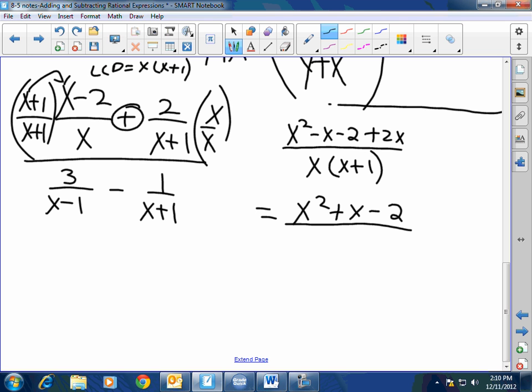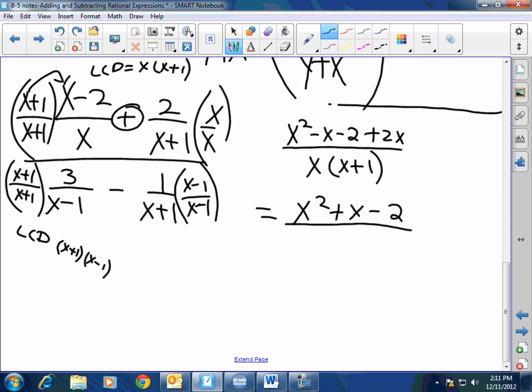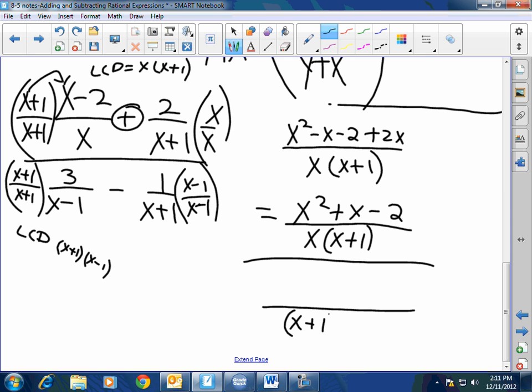Okay, now, down here. What's my LCD down here? X plus 1 and x minus 1. So, what do I have to multiply to this first term? X plus 1. And to this one? X minus 1. What's the common denominator going to be for down here? So I have x plus 1, x minus 1, right? Guys? Yeah. Now the numerator. Ain't that going to be 3x plus 3 minus x plus 1?